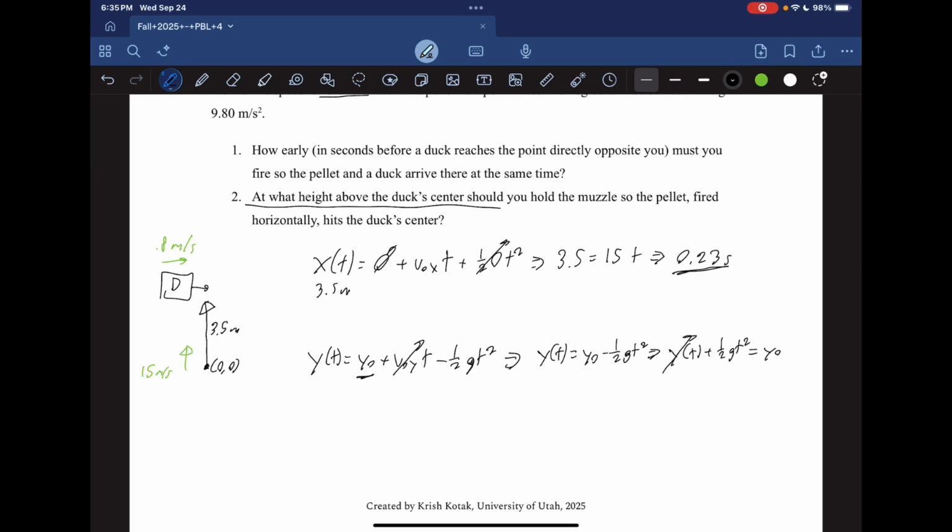We already found the time that this is going to take earlier, so if you plug all this in, 1/2 g times 0.23 squared, you get your answer, which is about 0.267 meters. And this is equal to our y naught, the height above the duck's center at which you should hold the muzzle.